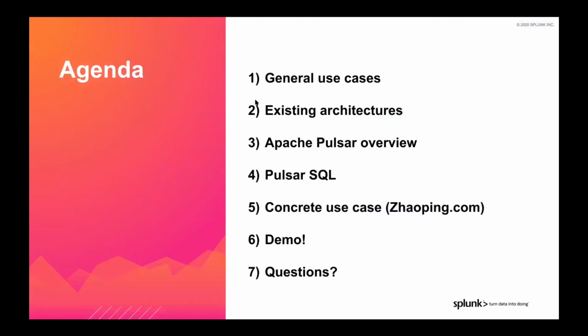So for today's agenda, I would first like to go over some of the general use cases of how querying of streams, both recent and historical, is useful. I would then go over some of the existing architectures that I see commonly used to perform such workflows. I would then give an overview of Apache Pulsar, to show that certain features originally in Apache Pulsar really facilitate us building a query layer on top of Apache Pulsar.